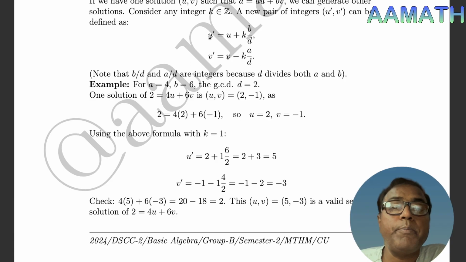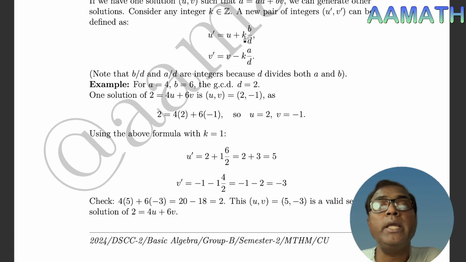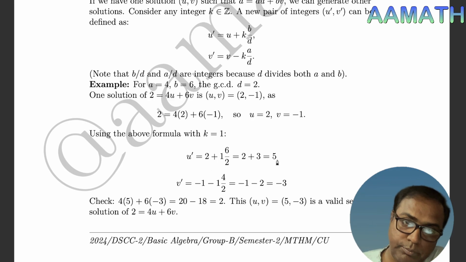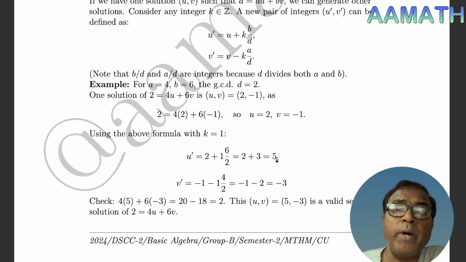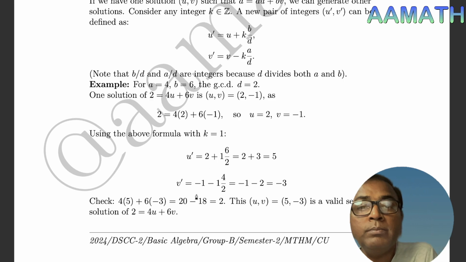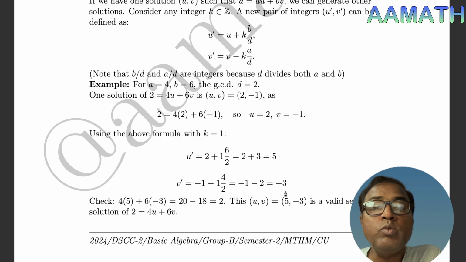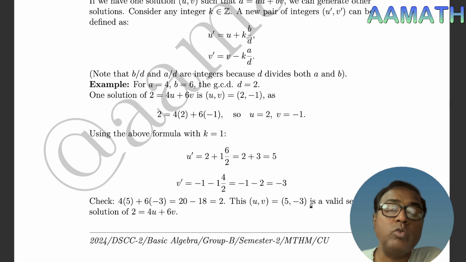Next, using the above formula, K equal to 1. So put here K equal to 1, B equal to 6, D equal to 2, and U equal to 2. So we get another value of U. This U dash equals 5, and V dash equals minus 3. Now we check: 4 into 5 plus 6 into minus 3 equals 2. Thus, U, V equal to 5, minus 3 is another valid solution for this 2 equals 4U plus 6V.